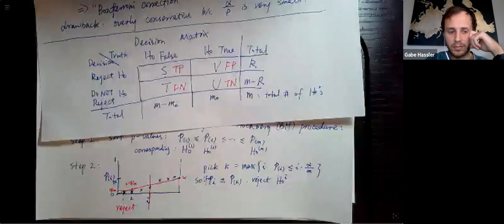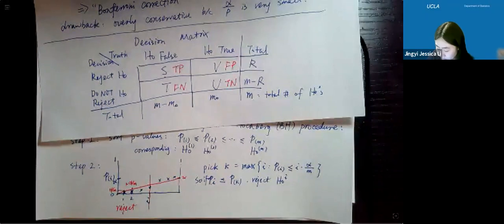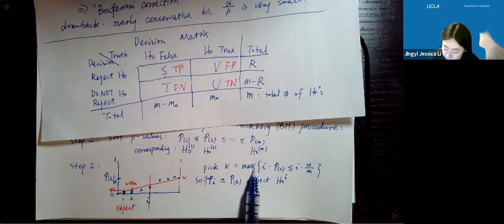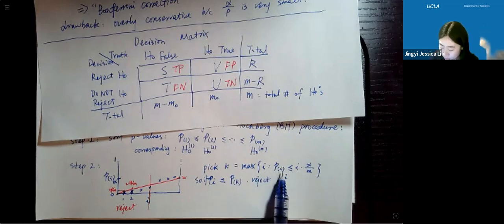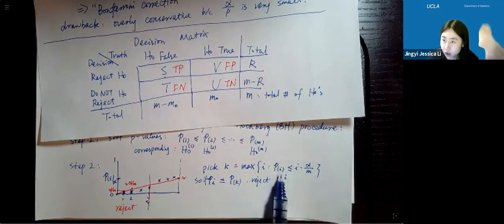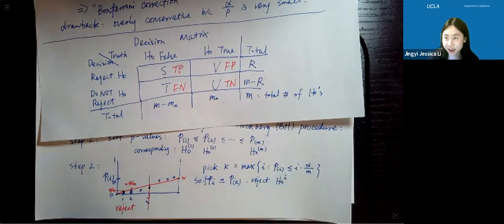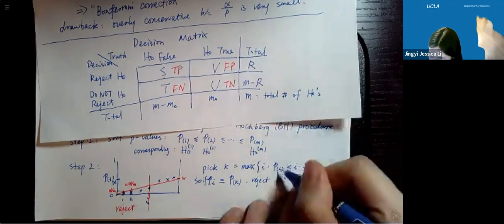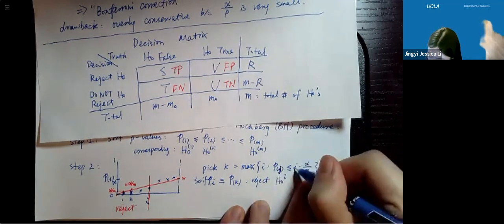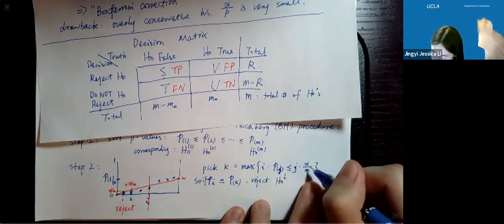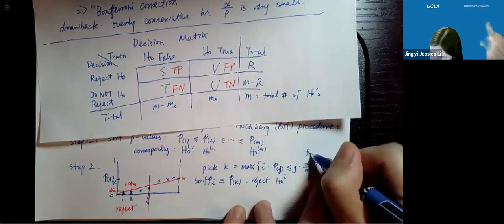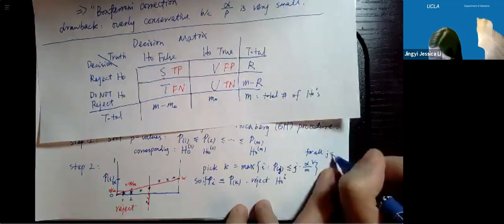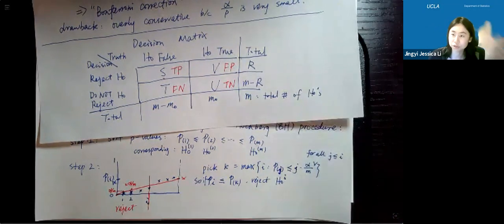A better way to write this part is to say that we need to have this hold for all the j that's less than or equal to i. So maybe I'll change it a little bit: p_j less than or equal to j times alpha over m for all j less than or equal to i. That can avoid the issue you just mentioned.